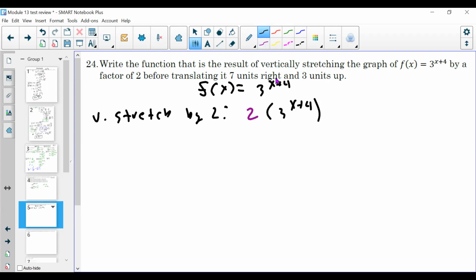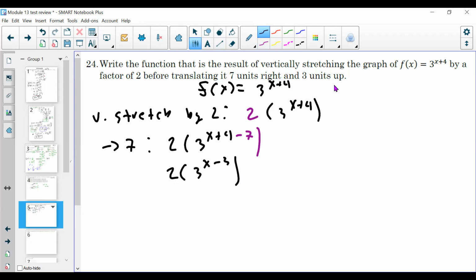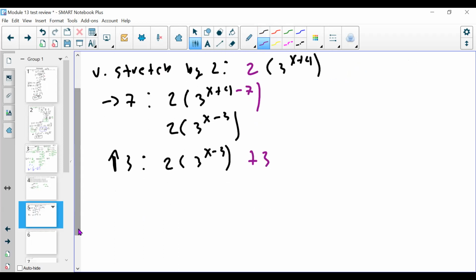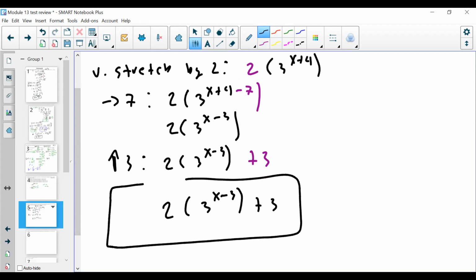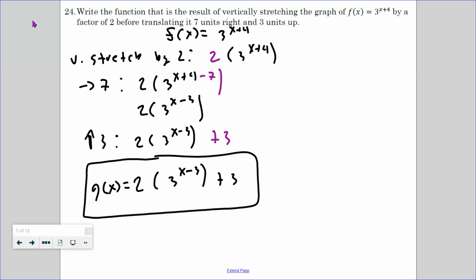After that, I'm going to take this and translate it 7 units to the right. So I'm going to go to the right 7. So what I have is 2 times 3 to the x plus 4. I'm going to the right 7, so I subtract h, where h is 7, so minus 7. So what I end up getting is 2 times 3 to the x minus 3, then 3 units up. So we're going to go up 3. So I have 2 times 3 to the x minus 3, and then I add 3 to it. And that's going to be my final answer: 2 times 3 to the x minus 3, all plus 3. And we'll call this g of x. Any questions about that? Okay, if not, let's keep going.